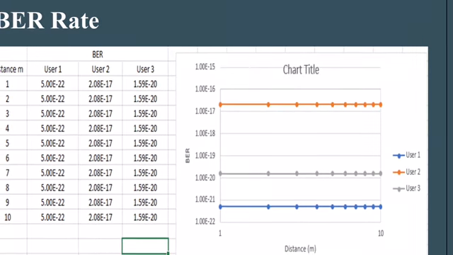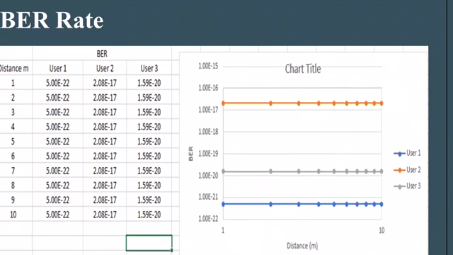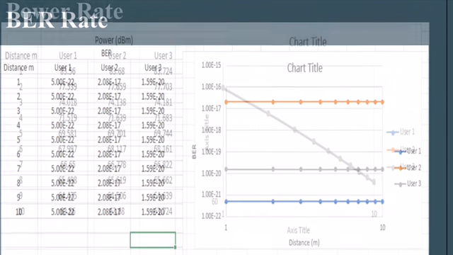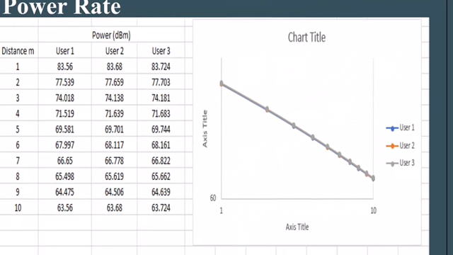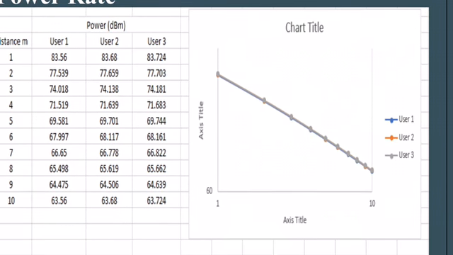This is the bit error rate data, and the graph represents the bit error rate. This is the power rate data, and the graph represents the power rate.